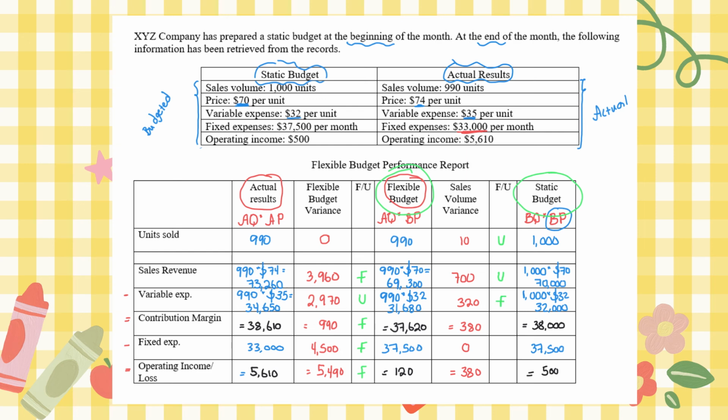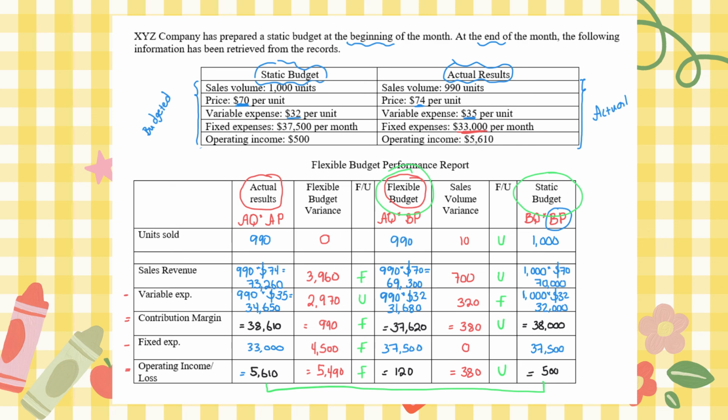Now for the contribution margin, it's a profit. I expected to get 38, I got 37, I got less, so it's gonna be unfavorable. Now for the fixed expenses, there is no difference, so it's gonna be 0. For the operating income, I expected to get 500, I got only 120, I got less, so it's gonna be unfavorable.